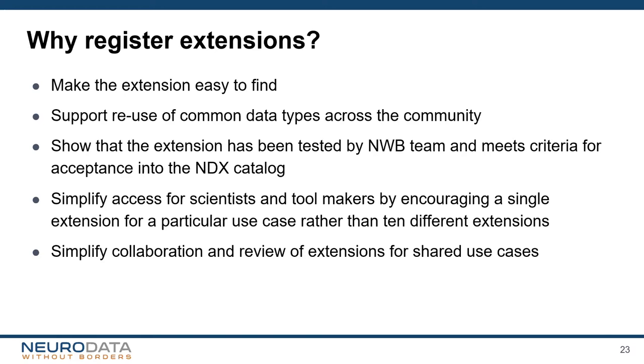There's just one kind of type. If you're looking to build a microscope extension, you can go to the catalog, see if one exists, and if not, then you can build it. And if one does, and it fits your needs, you can just use it.